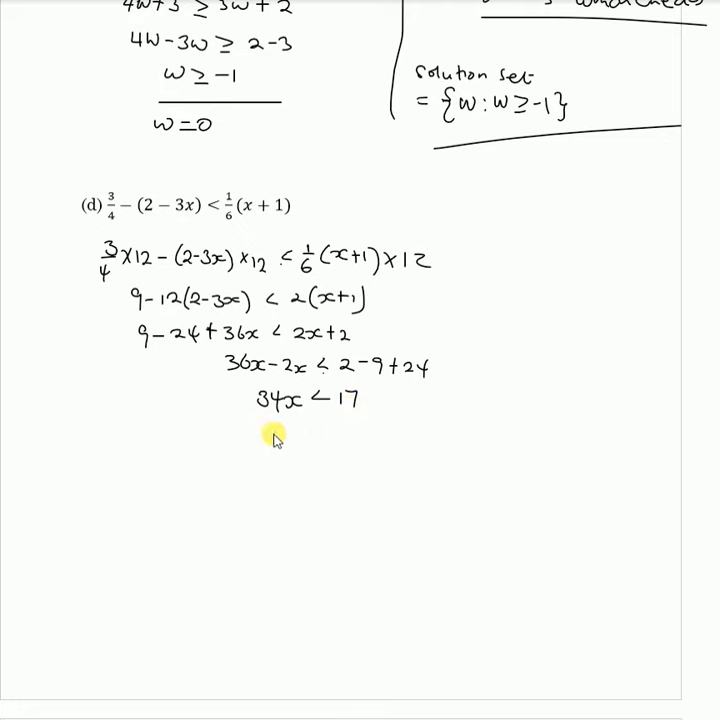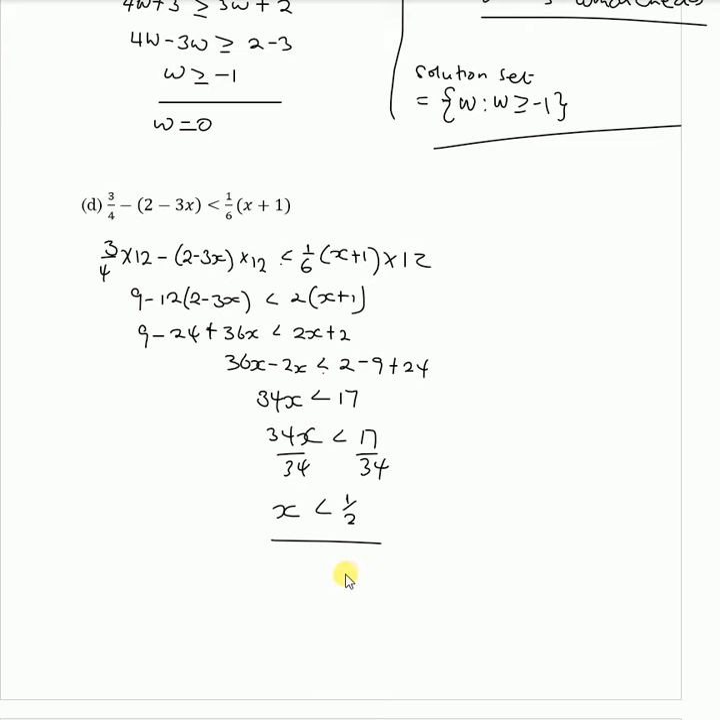That one is 17. Then we have 34x divided by 34 is less than 17 divided by 34, and x is less than I think that one is 1/2, because by 17 1, by 17 2. X is less than a half. Now x is less than a half.